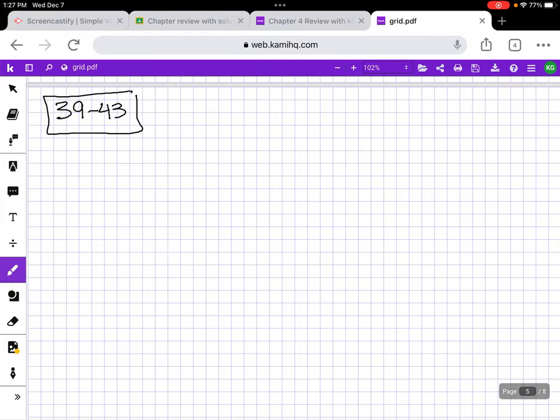39, 40, 41, 42, and 43. So let's start with 39. So 39 is a sailboat with a mass of 200 kilograms. So mass equals 2.0 times 10 to the third, 2,000 kilograms. Alright, experience a tidal force.